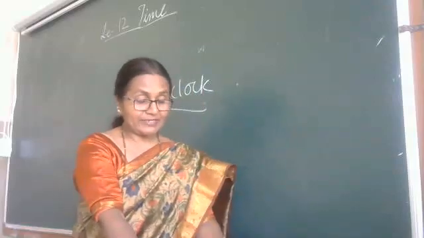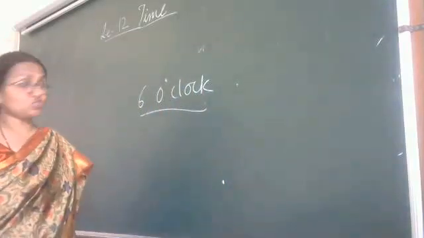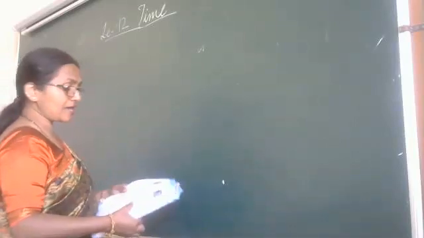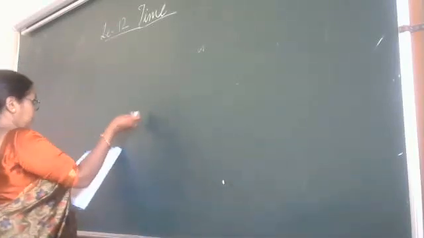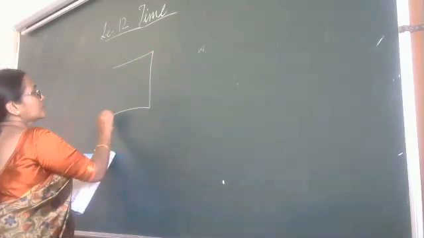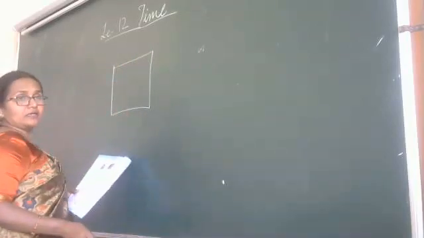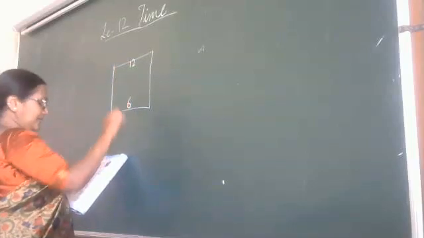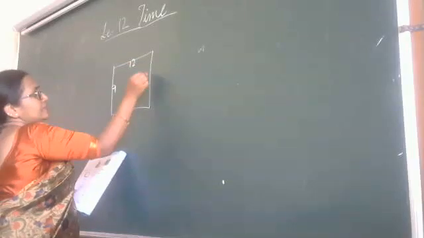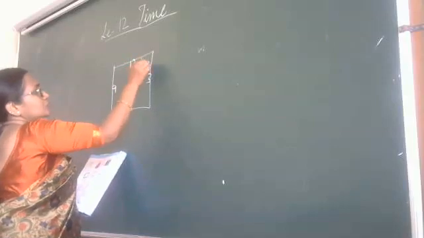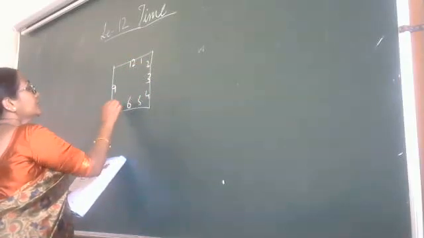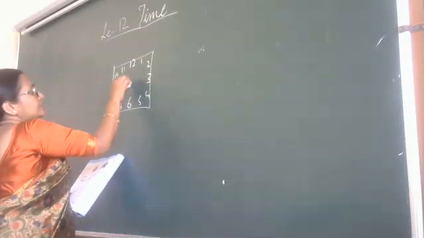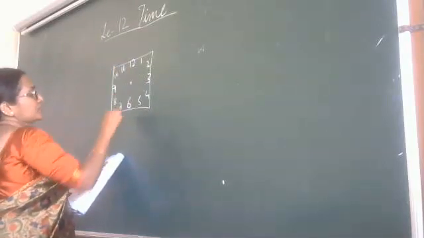One example I will show you. I will draw and show you. Draw the hands to show the time. They have given it in a square or rectangle shape. 12 will be exactly at the top. 9, 3, 1, 2, 4, 5, 7, 8, 10, 11. And in the center there will be a dot.